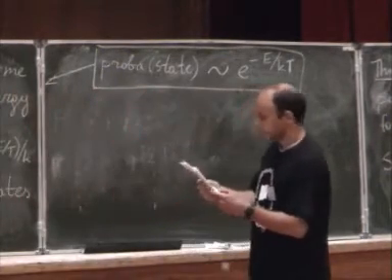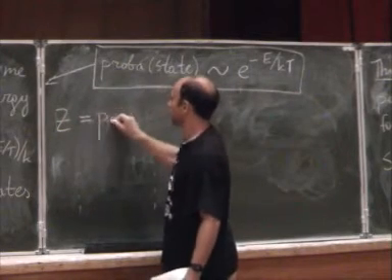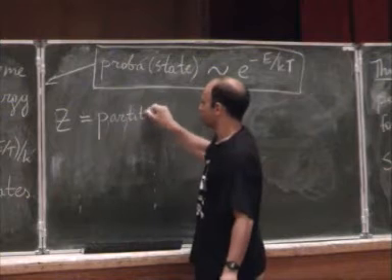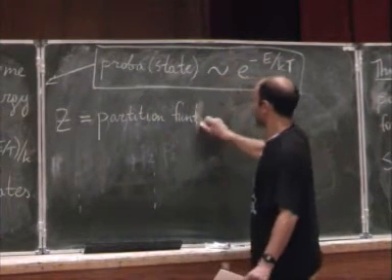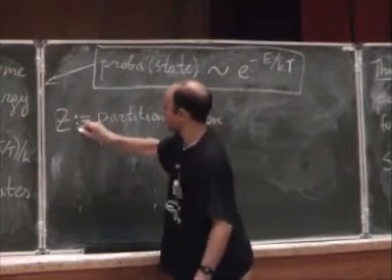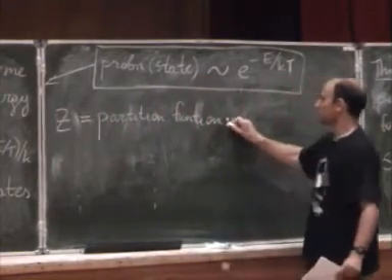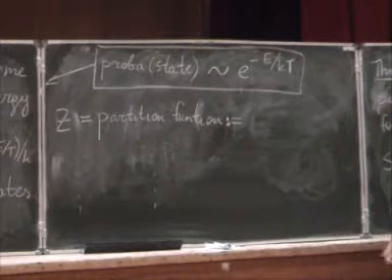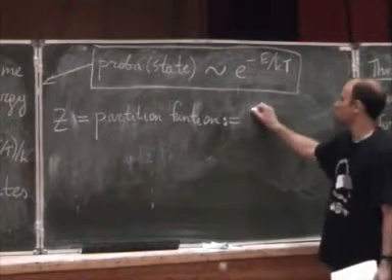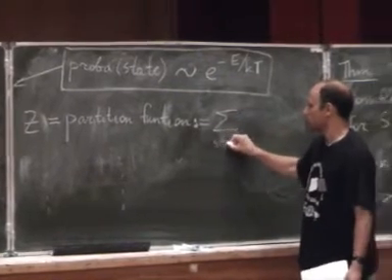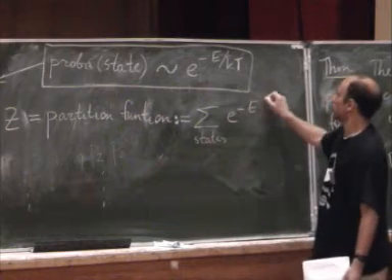Okay, so now we define the partition function Z. In Russian it is статсумма, статистическая сумма. It's not the same terminology. So this is the sum over all possible states of e to the power minus E over kT.